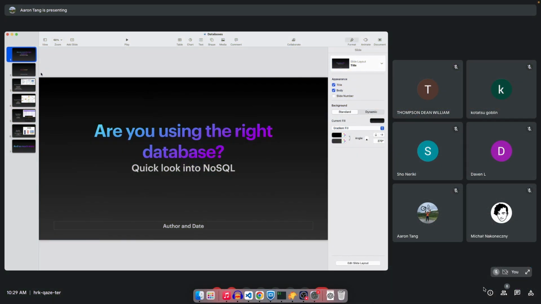Okay, so I didn't know what level to target the talk at, and I didn't know what to actually talk about, so I just put together something really quickly, and hopefully it's interesting for everybody.